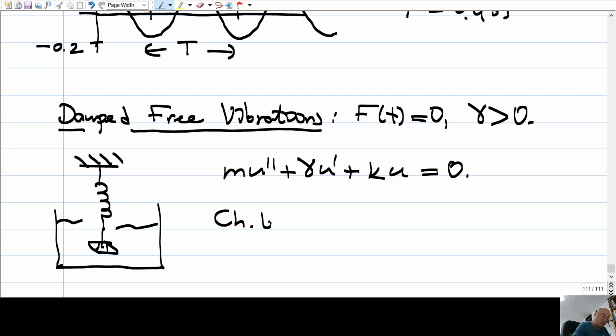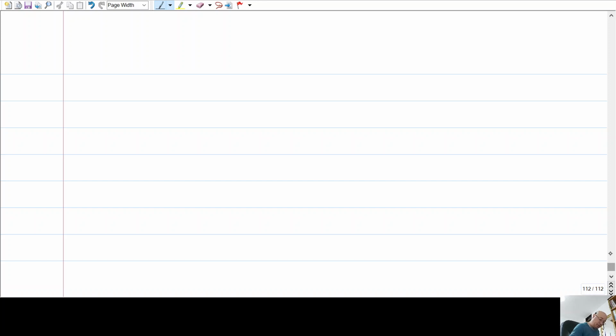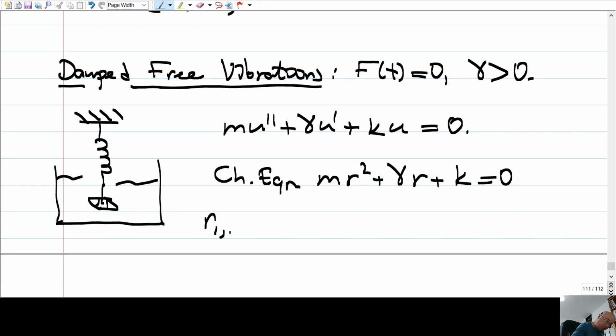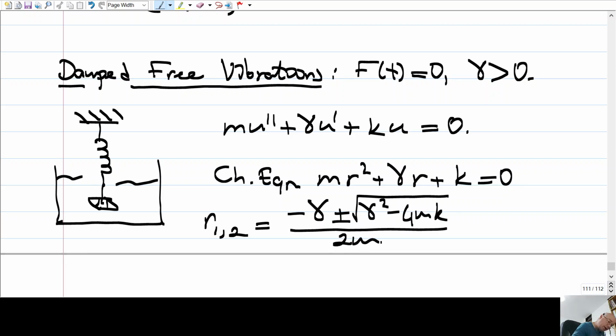Well, how can we solve this? Again, we write down the characteristic equation, so m r squared plus gamma r plus k equals 0. And from this, we have two roots, r1 and r2. They are just minus gamma plus or minus the square root of gamma squared minus 4 m k, divided by 2m.